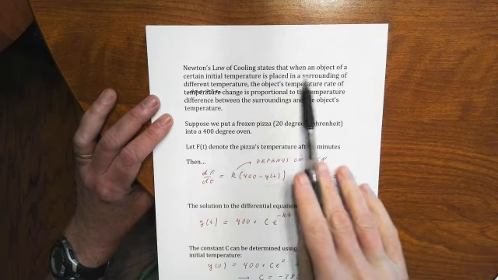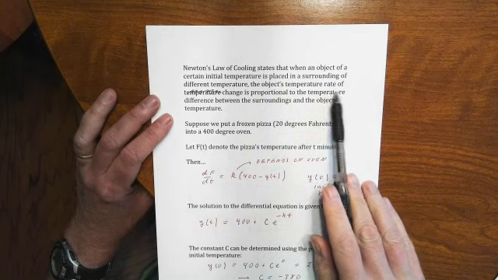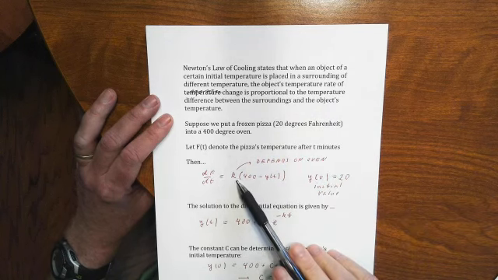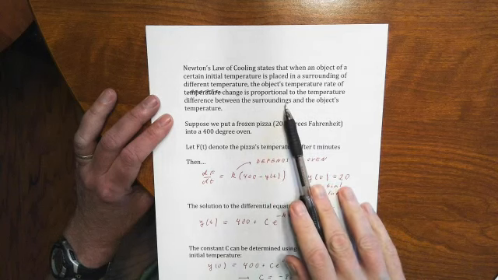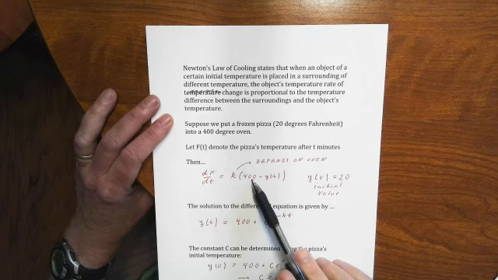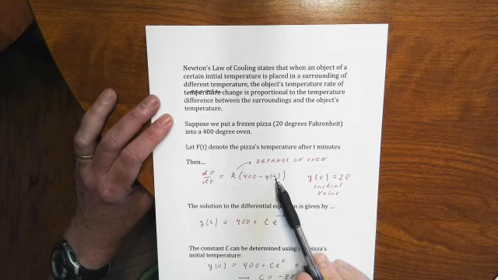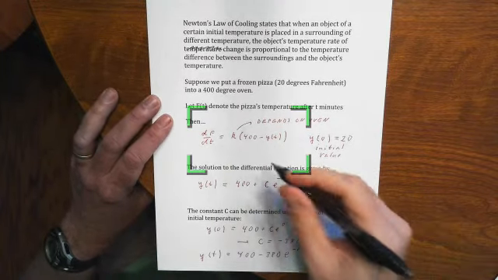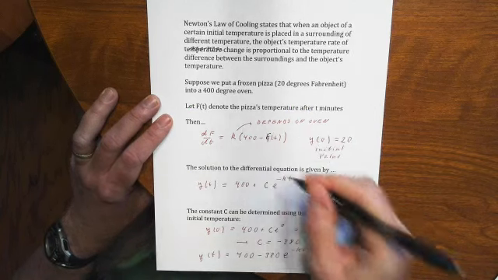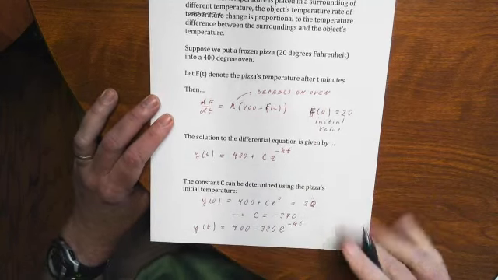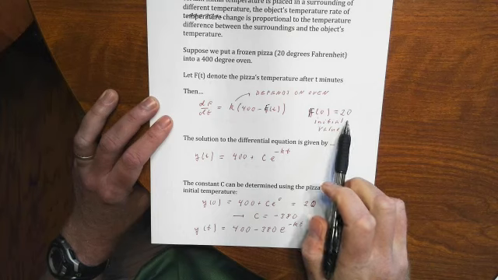So in words, we know that the object's temperature rate of change, that means the derivative, is proportional to, equals k times, the difference between the surroundings temperature and the object's temperature. And the difference would be 400, that's the surrounding, that's the oven, minus y of t, which is the temperature. So here we have a differential equation, and I can see that I've made a mistake. This should be capital F of t, and this should be capital F over here. At time 0, the temperature is 20 degrees Fahrenheit.